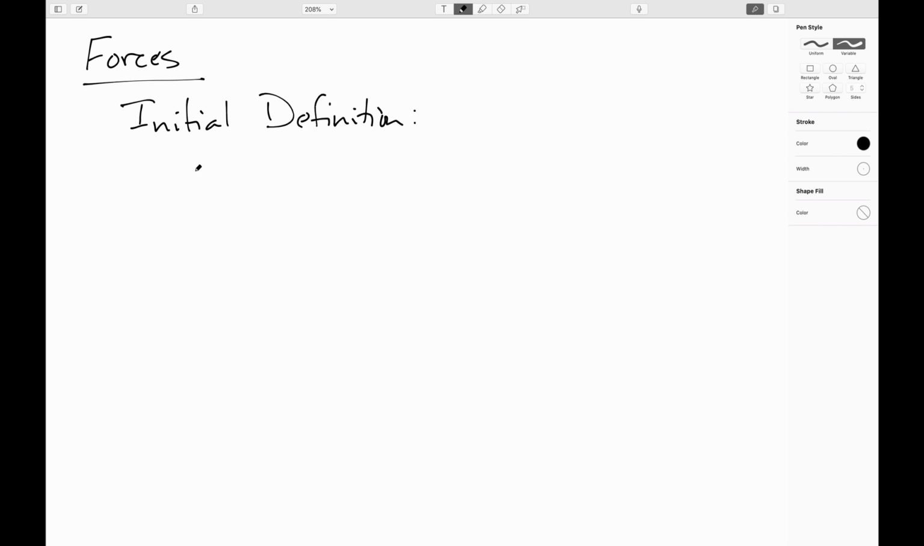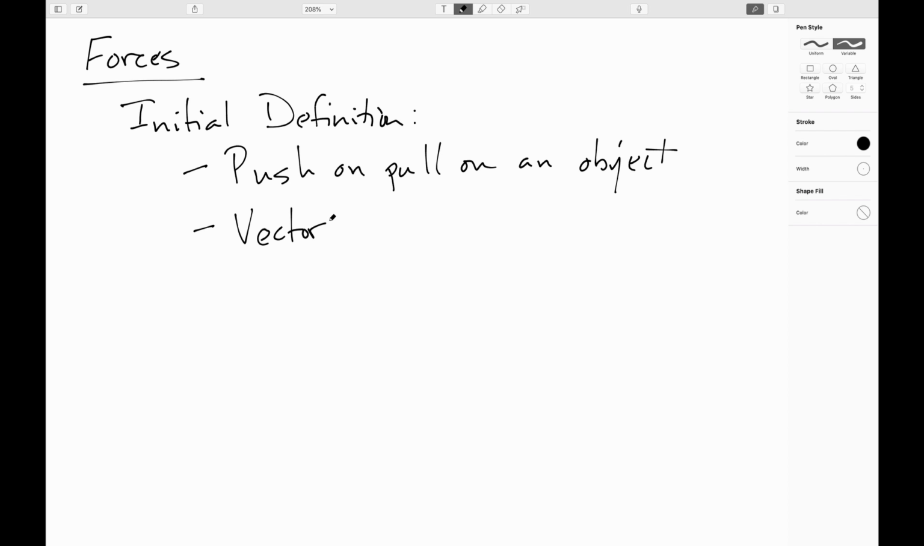So intuitively, we can think of a force as just being a push or a pull on an object. And if we think about it a little further, we realize that force has to be a vector quantity, which means it has both a magnitude and a direction.